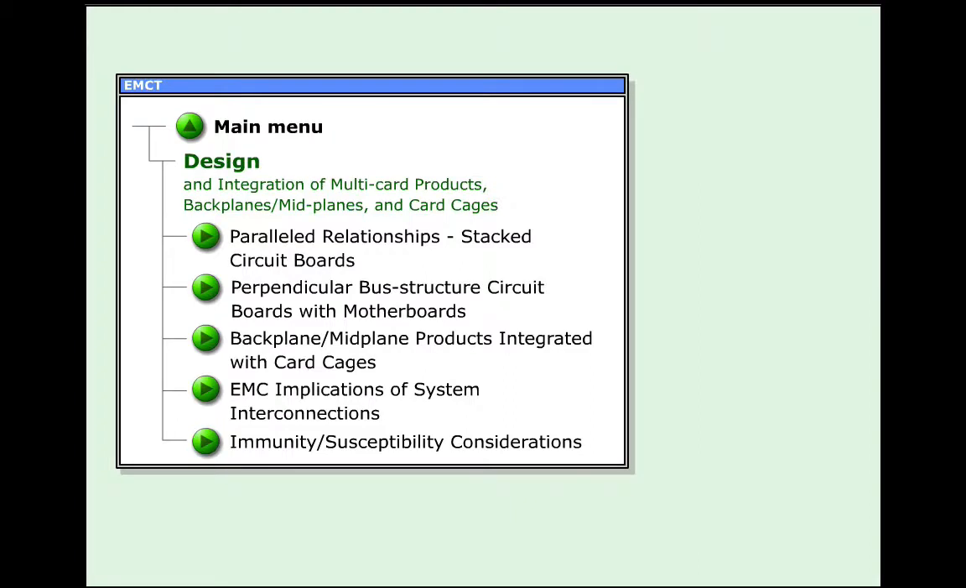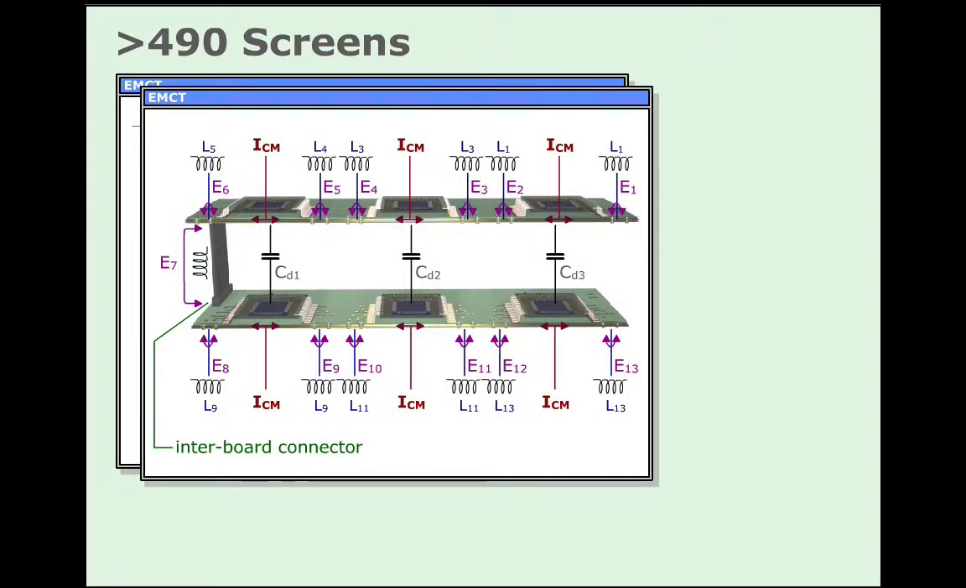This is the design module. This module contains 5 sections with over 490 screens. The design module begins with the relationships between stacked, coplanar, and parallel circuit boards.